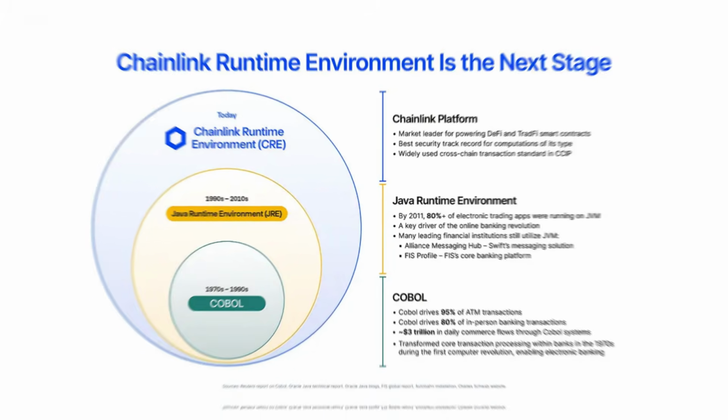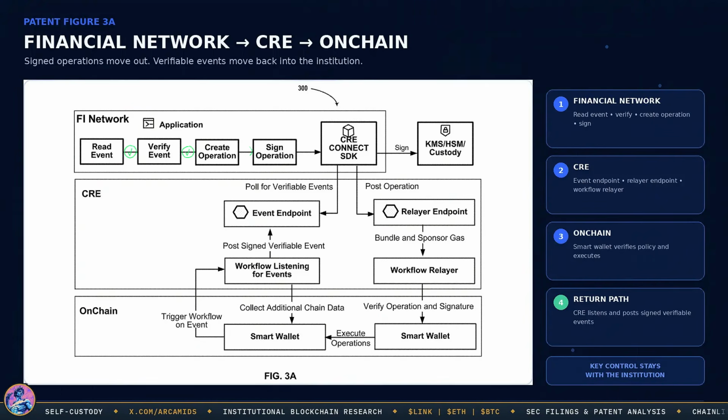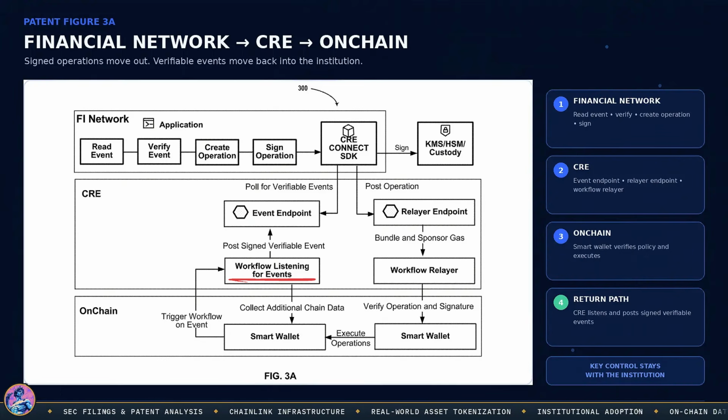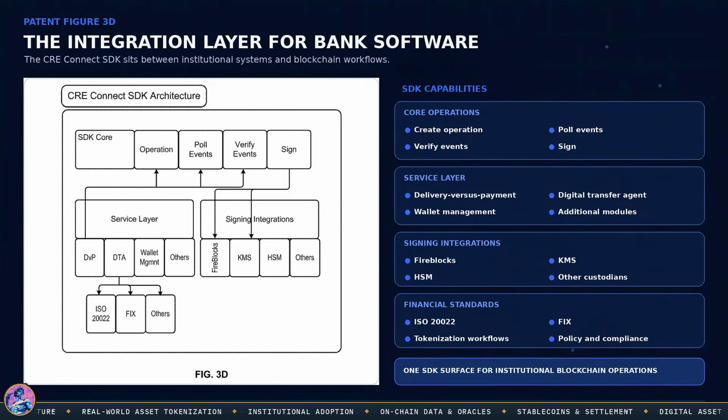The financial application reads an event, verifies it, creates an operation, and signs it through existing custody or key management infrastructure. CRE receives the signed operation at a relayer endpoint, bundles it, sponsors the gas, and posts it on-chain. CRE then listens for the resulting event and delivers a signed, verifiable event back to the financial system. The bank keeps control of its keys. Chainlink handles the orchestration.